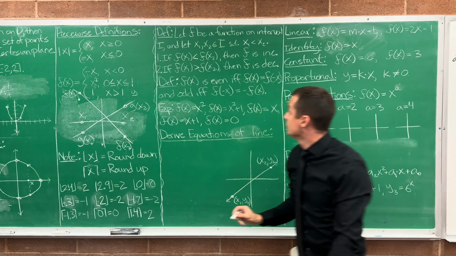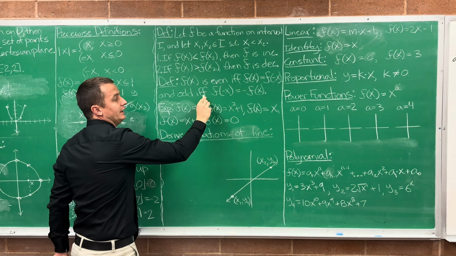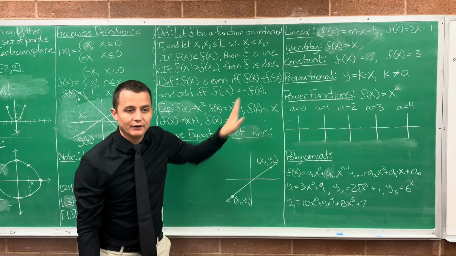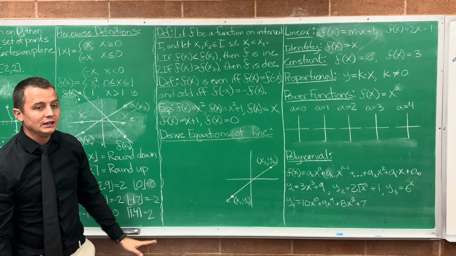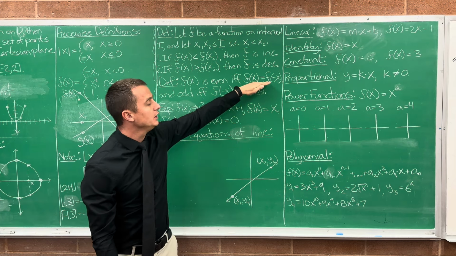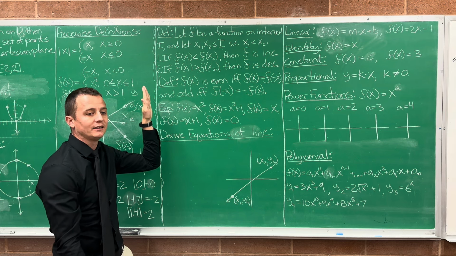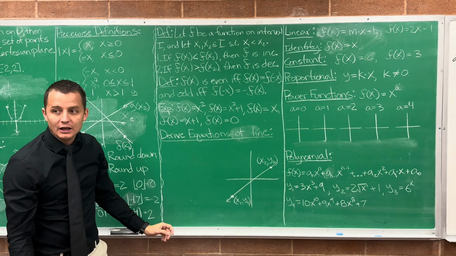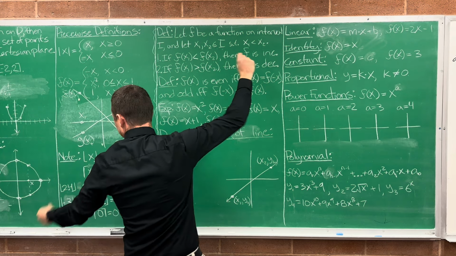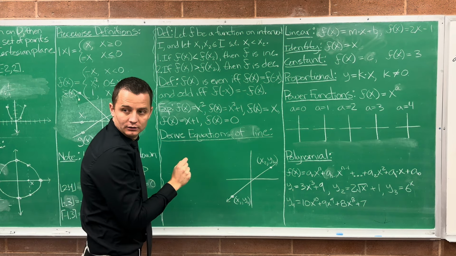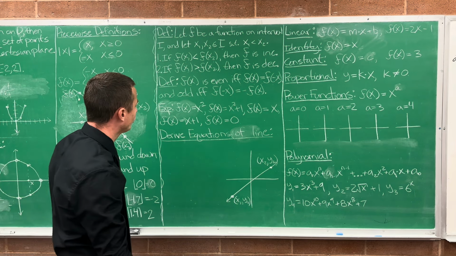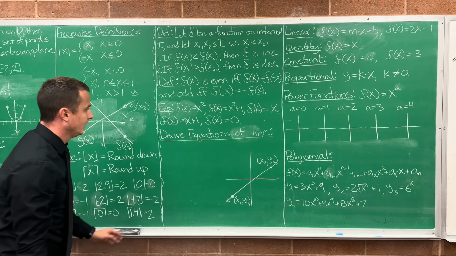And a function is odd if and only if f at negative x is equal to negative f of x. Intuitively, even means it's symmetric with respect to the y-axis. Odd means it's symmetric with respect to the origin. So if you've got the point x, y, you've also got the point negative x, negative y. That's what it's going to mean.